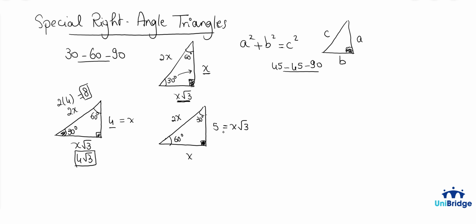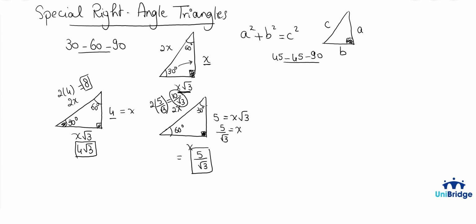Since you have 5, which is the side opposite to the 60, which is x root 3, this makes your x, by division, 5 over root 3. This 5 over the square root of 3 is just your x, which is the side opposite to the 30. And the side opposite to the 90 is twice this, so it's going to be 2 multiplied by 5 over root 3, which is 10 over root 3. So this is your side opposite to the 90.